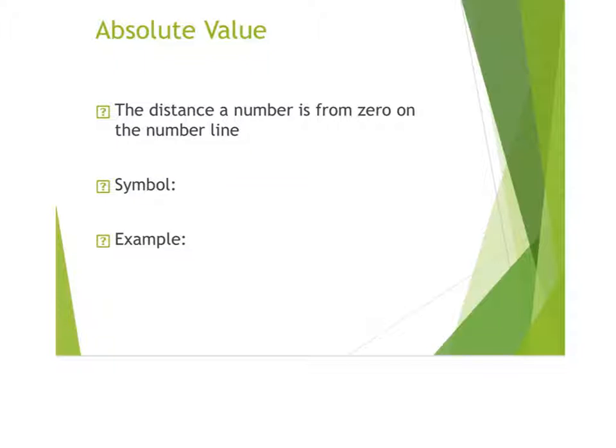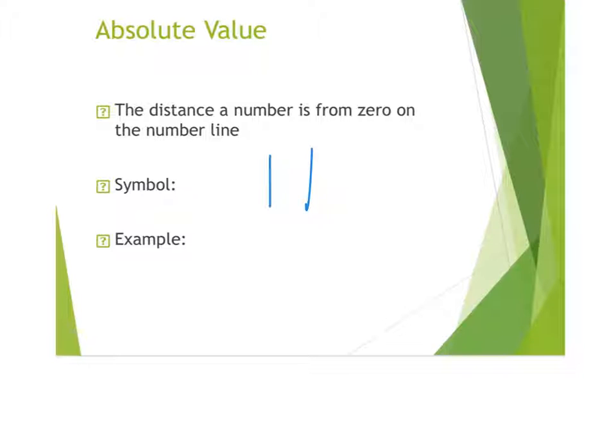Next up we have absolute value, and absolute value is the distance a number is from 0 on the number line. So again, the distance a number is from 0 on the number line. If you need to pause me at any point to write that down, feel free to do so. Any point along the way, if you ever have to stop, ask questions, whatever. The symbol's kind of fun. It's just 2 vertical lines next to each other with something written in the middle.